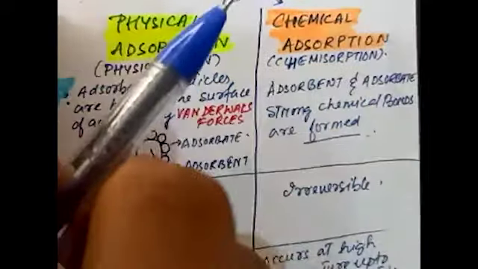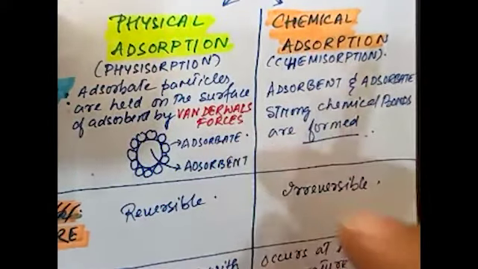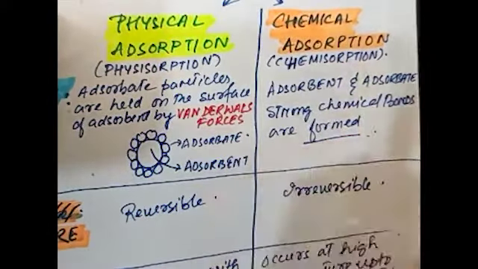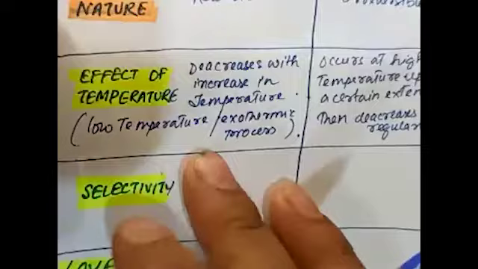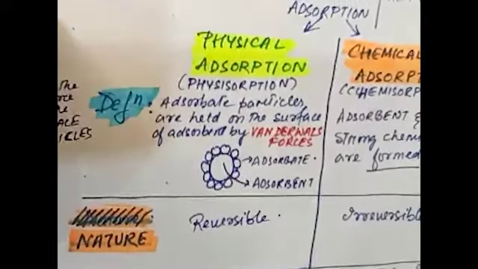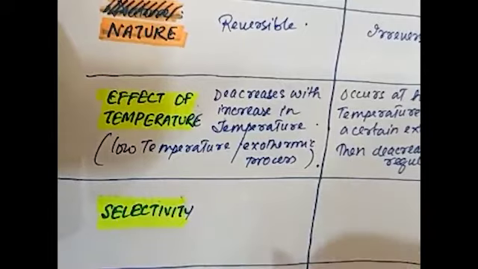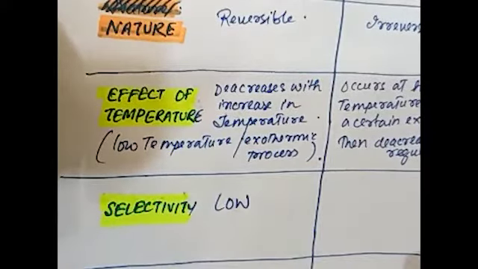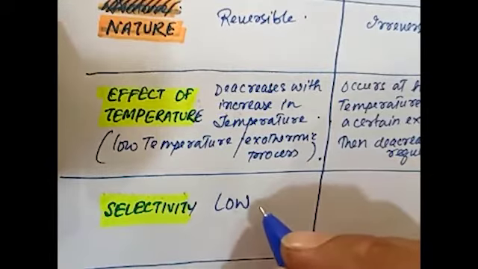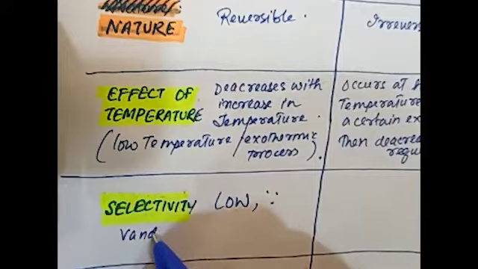Whereas in case of chemical adsorption, only selected particles get adsorbed, because here a chemical reaction happens between the two, and a chemical reaction cannot happen between every pair of particles. There has to be specific particles. So selectivity matters. In case of physical adsorption, selectivity does not matter. No selectivity is required, or selectivity is low because it is not required at all. Low, since why? Van der Waals forces are universal.